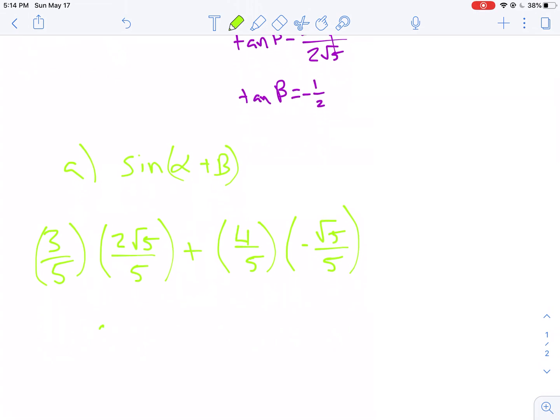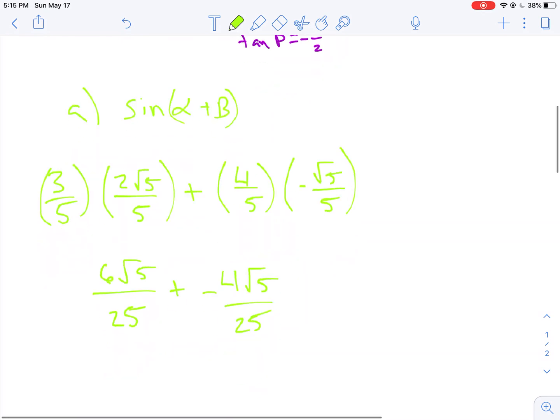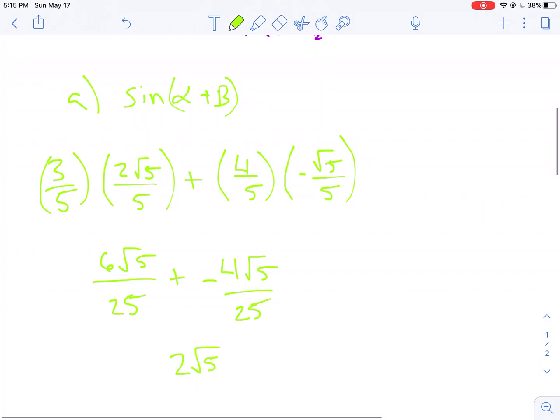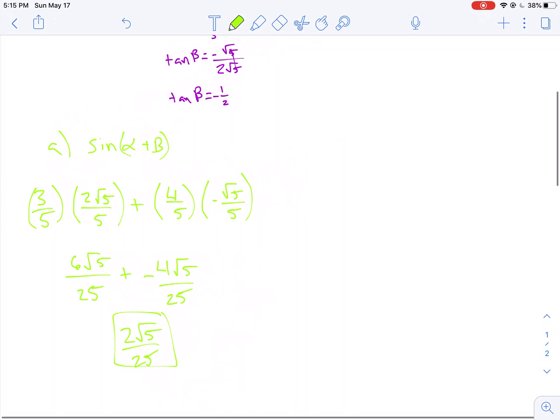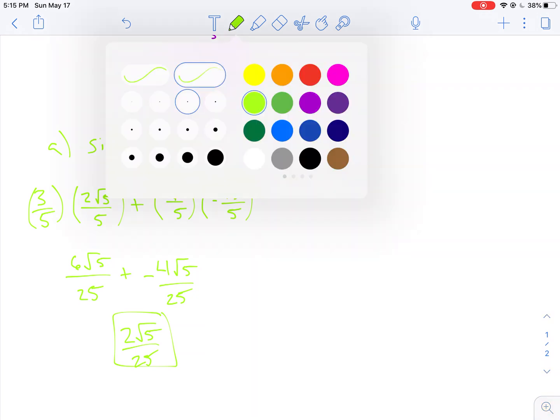I end up with 6 root 5 over 25, plus negative 4 square root of 5 over 25. So then this becomes 2 times the square root of 5 over 25. Again, I have to know my sine of alpha and my cosine of beta. I went through and solved all of those. I know the sine and cosine of alpha, I know the sine and cosine of beta, and I just plug them into the formula.